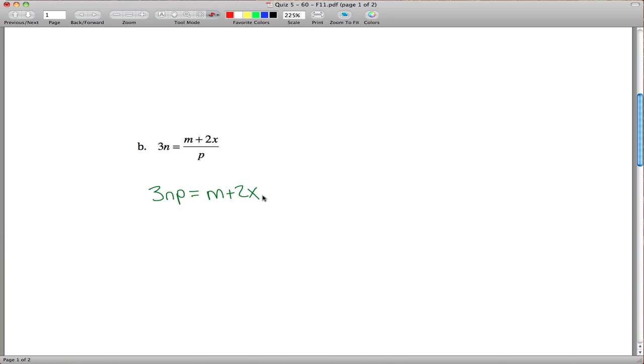And now remember we want to solve for x, so let's get rid of this m by subtracting m from both sides. On the right, the m's go away and we're left with just 2x. On the left, we have 3 times n times p minus m. So that gets us 2x, but remember we want x, so finally to get x all by itself, you divide both sides by 2 and get x equals 3np minus m divided by 2. And that's the answer.